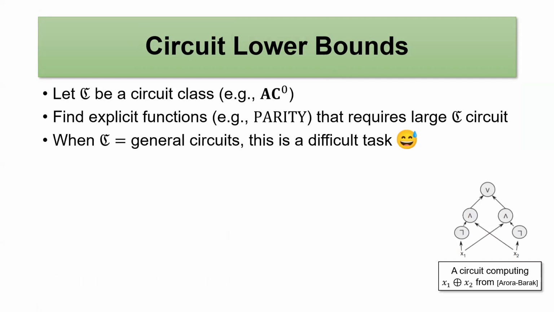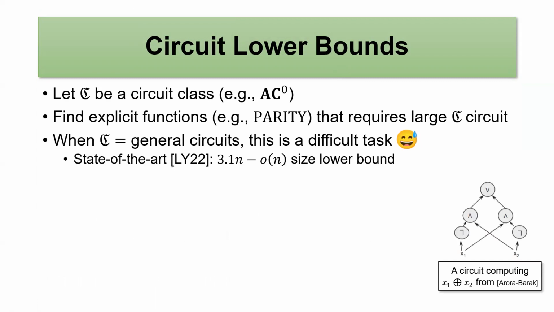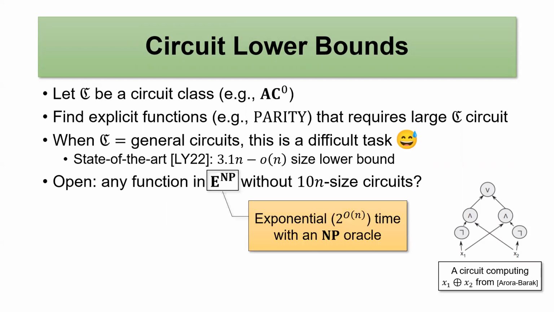When C consists of general circuits, this is a difficult task, as the best known size lower bound is only 3.1 n. Also, it is still open whether there is a function in E to the NP that requires circuits of size larger than 10 times n to compute. E to the NP means exponential time with an NP oracle.